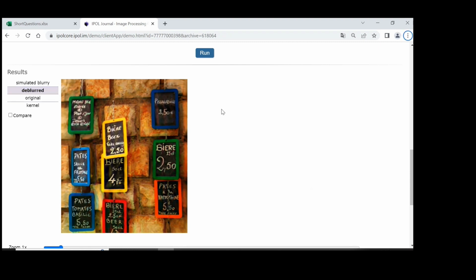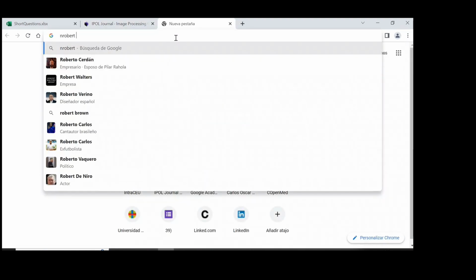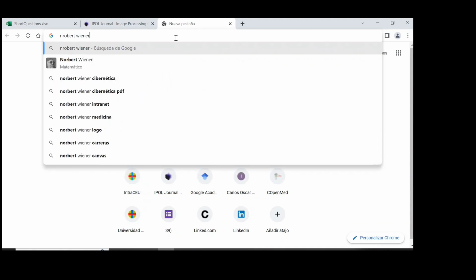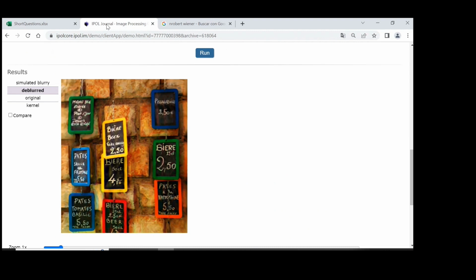By the way, Wiener is because of this guy. He was a very famous mathematician that developed all this field. So this Wiener filter is also called the convolution.